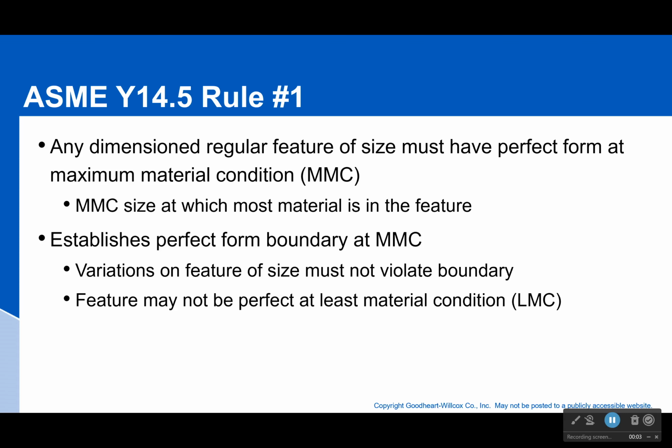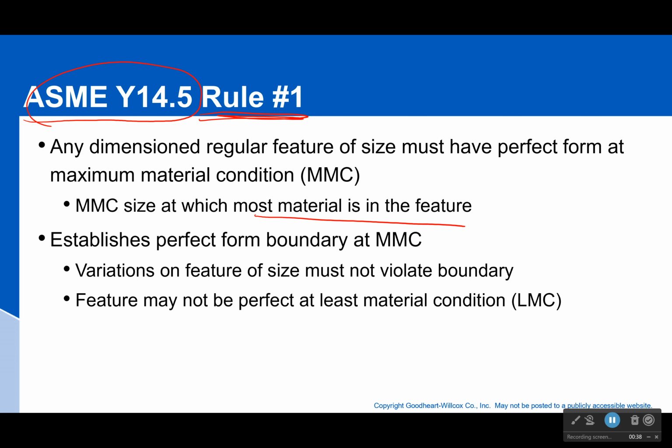So now we're going to talk about rule number 1 for GD&T. It's technically ASME Y14.5 rule number 1, but rule number 1. And what it means is this. Any dimensioned regular feature of size must have perfect form at maximum material condition. And the maximum material condition is simply when we have the most material in the feature. So there is a perfect form boundary at the maximum condition, and if it violates that, it fails.